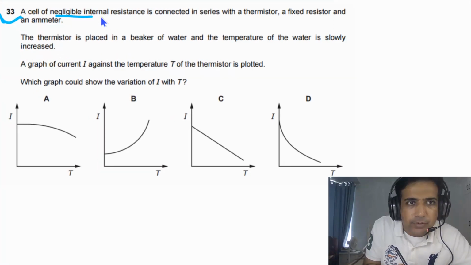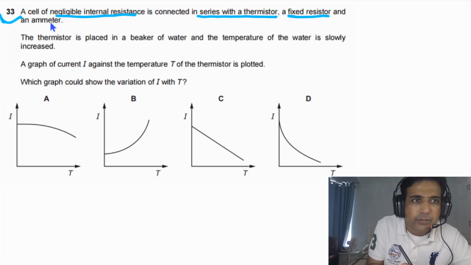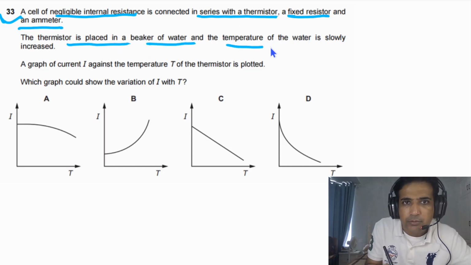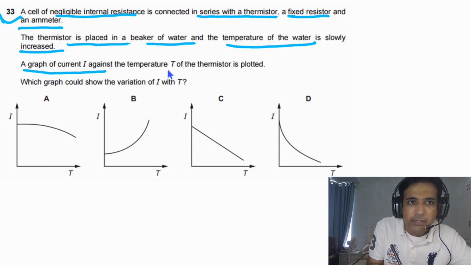Question says a cell of negligible internal resistance is connected in series with a thermistor, a fixed resistor, and an ammeter. The thermistor is placed in a beaker of water and the temperature of the water is slowly increased. A graph of current against the temperature T of the thermistor is plotted.